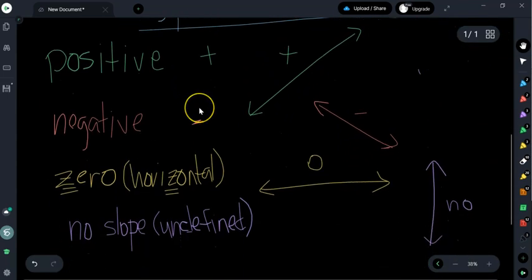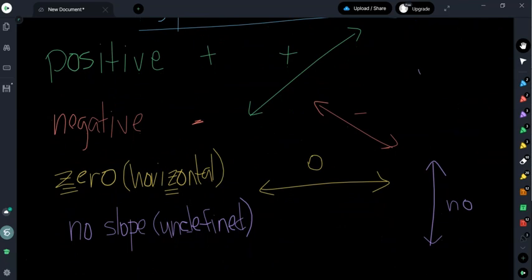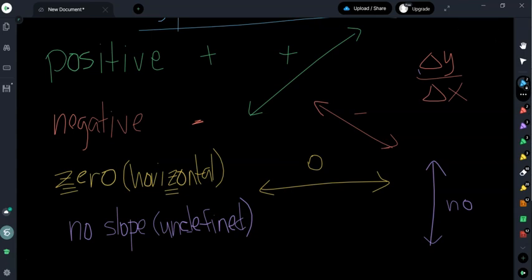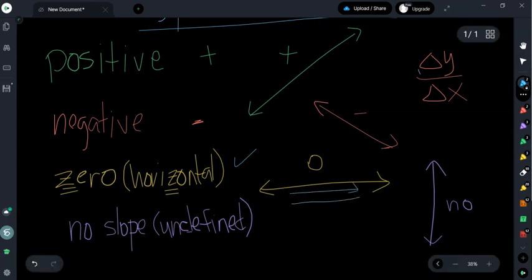If I look back at the types of slopes here, I've got change in y over change in x, right? This is our typical slope formula. What is the change in x for the 0 line? Well, the change in x is constantly changing going left and right. Y'all see that on the horizontal slope? But is it changing up and down?